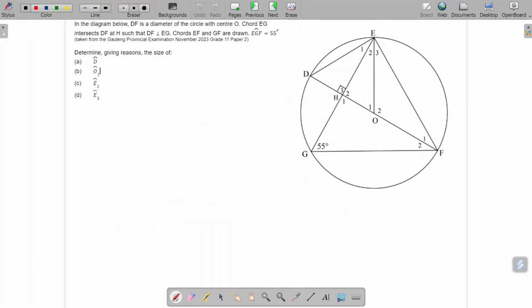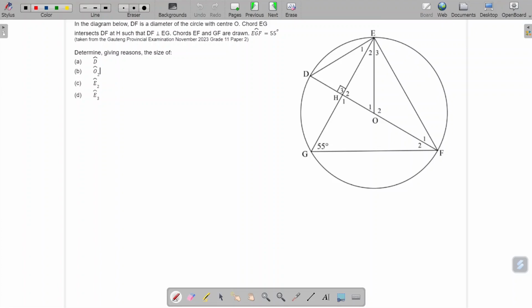here is an example. It comes from a past exam paper. It says, for example, in the diagram below, DF is a diameter of the circle with centre O. Chord EG intersects DF at H such that DF is perpendicular to EG. Chords EF and GF are drawn. Angle EGF is 55 degrees. Please determine, with reasons, the sizes of D, O2, E2, and E3. Again, this comes from a past exam paper.